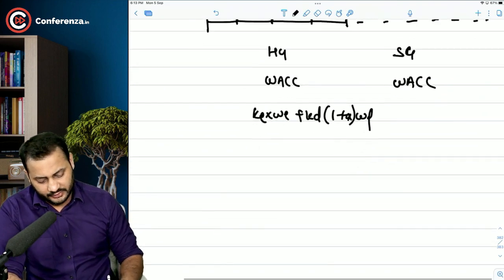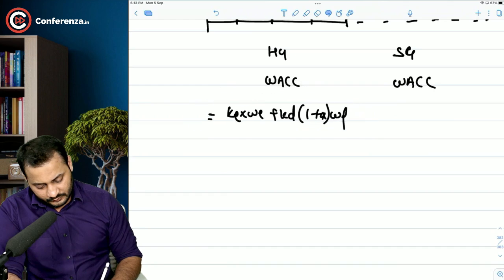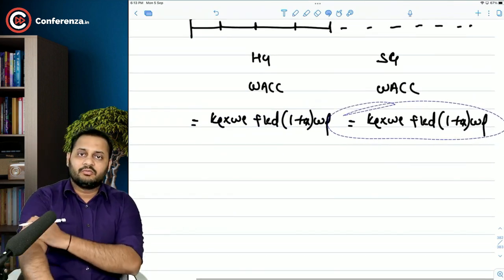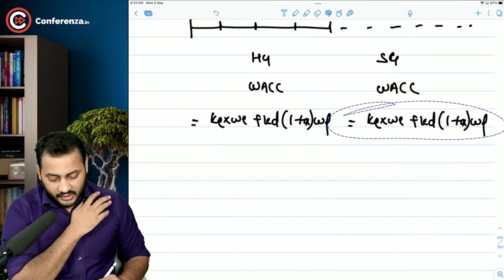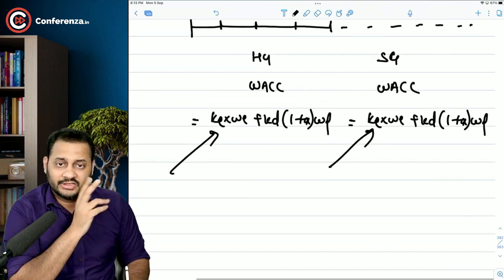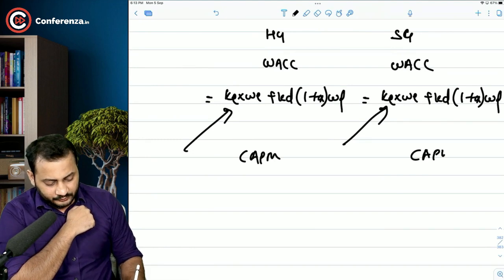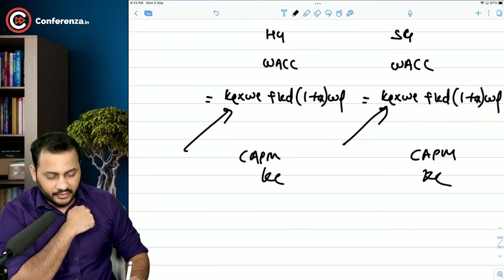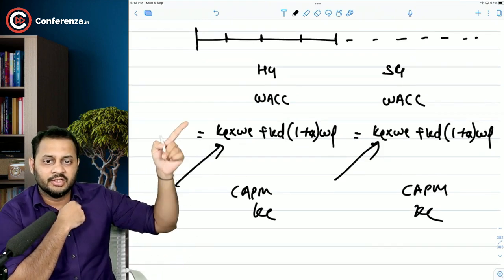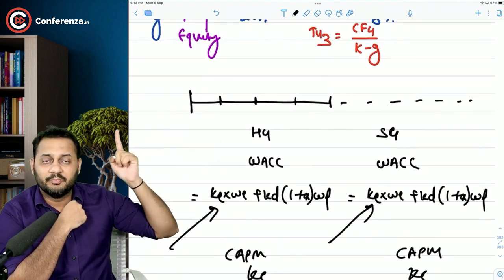KD (1 minus tax) into weight of debt. The formula will be the same for both. But what will be different? It is the cost of equity in both, because CAPM will be used. So we are going to use CAPM twice and calculate two costs of equity. And with these two costs of equity put in this equation, calculate two WACC, and then you will calculate the present value.